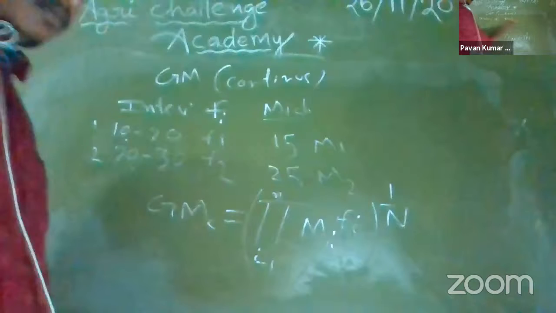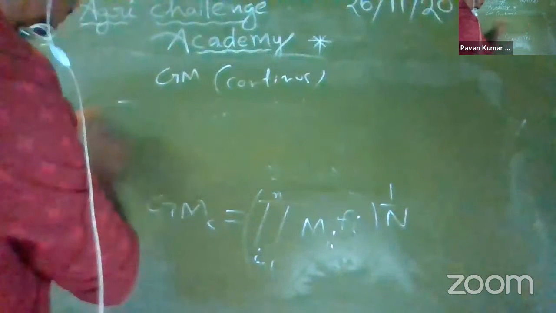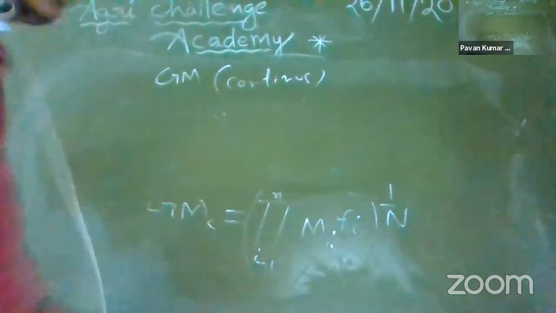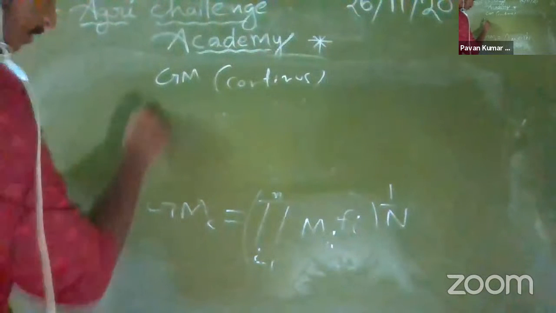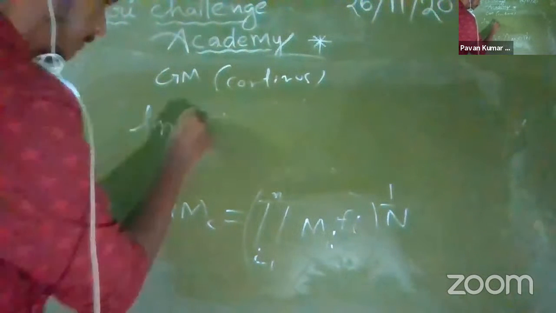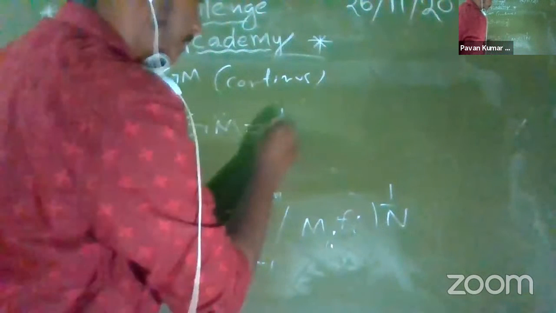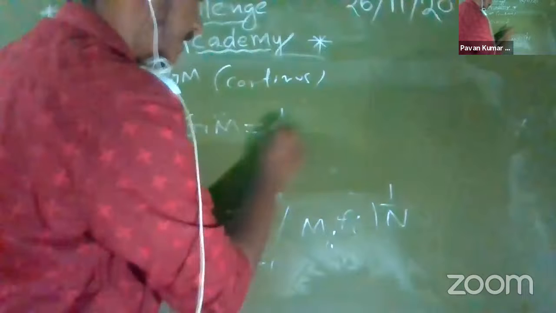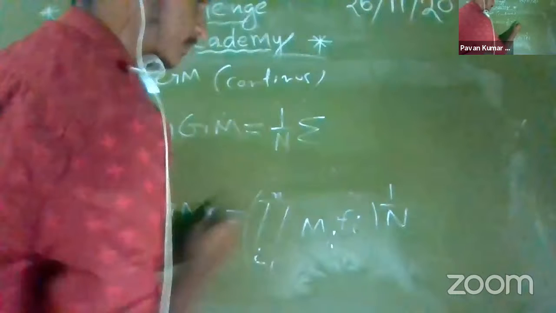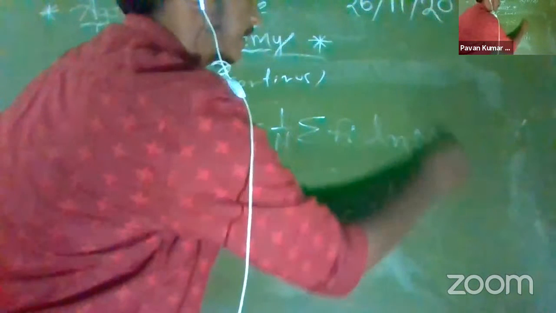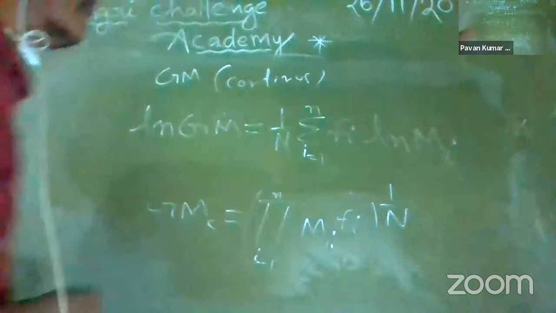Using the same mathematical application, we will get the same formulas. We will get ln Gm equals 1 by n summation of Fi ln Mi, i equals 1 to small n. This is the formula we will get.